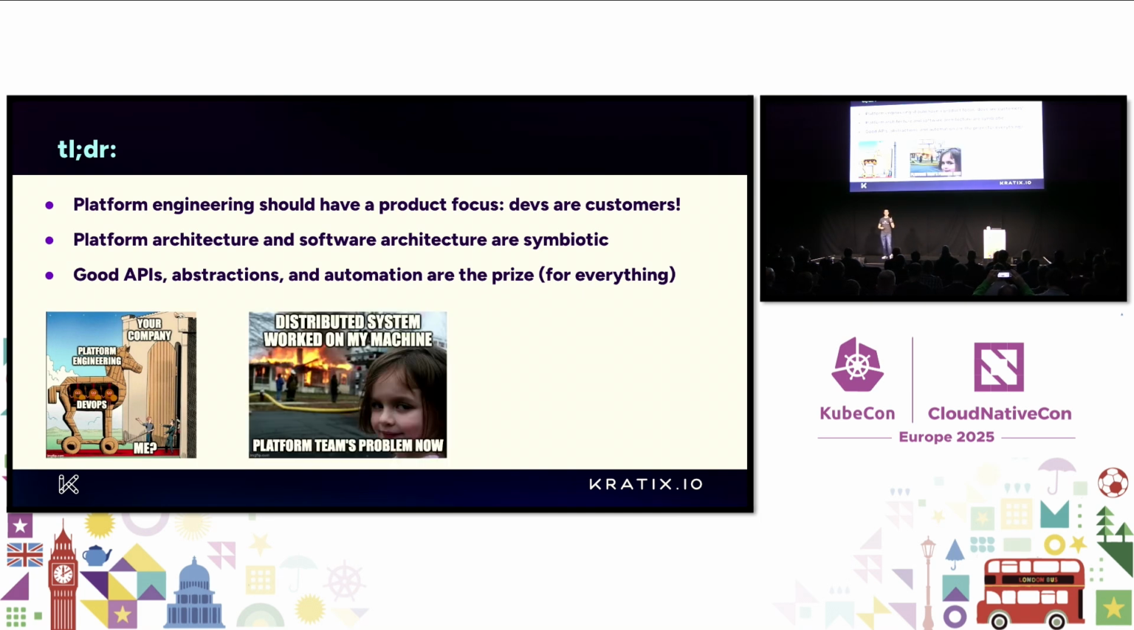Platform architecture and software architecture are symbiotic. I'm sure as a developer, I've definitely done this, right? Worked fine on localhost, pushed it to prod. Oops, going over the wire, everything's a bit different.